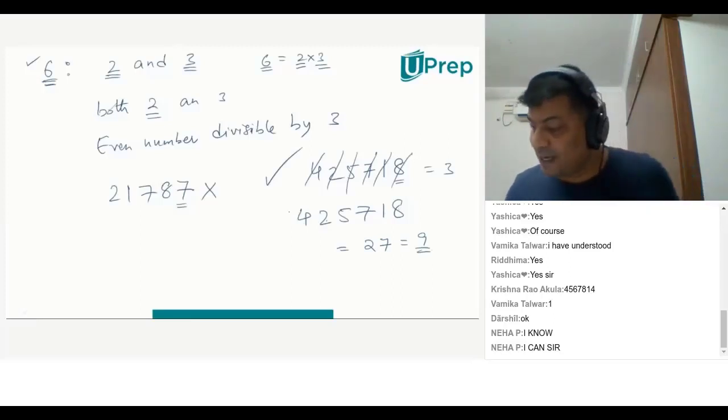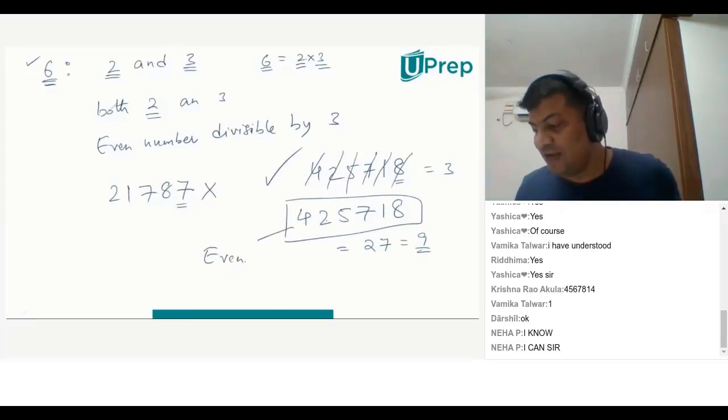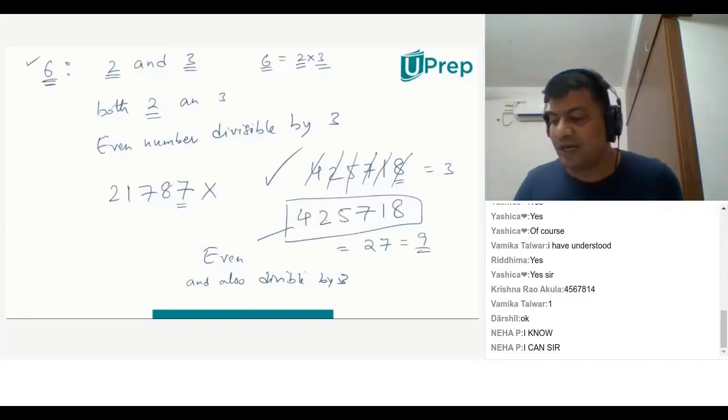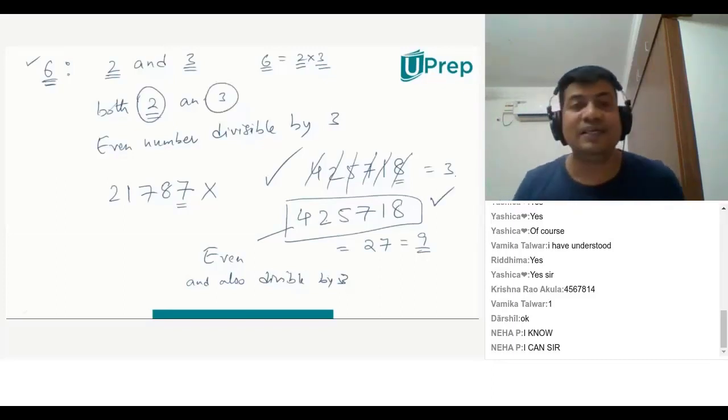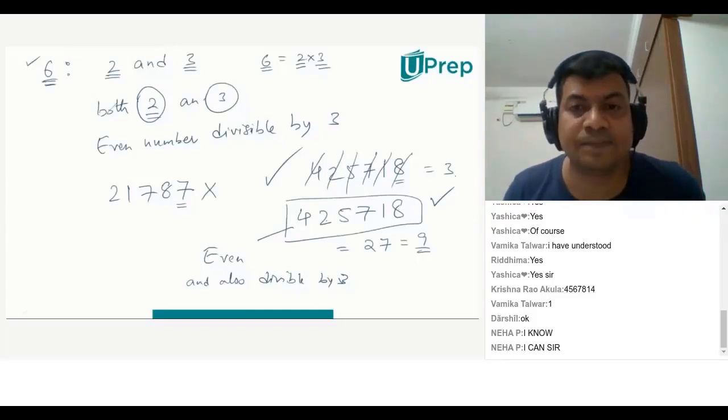Therefore, this number is an even number, you know it is an even number, and it is also divisible by 3. It is an even number divisible by 3, so it is taking care of both the conditions. It is divisible by 2 and 3. Therefore, this number is divisible by 6.